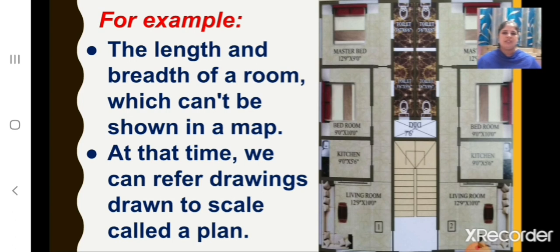Children, here you can see this is a plan of a house. We can see the master bedroom, the living room, the kitchen, isn't it? So the length and breadth is given over here and these things we cannot find on a map. So a plan is required for showing such drawings, and these drawings are drawn to scale and so they are called a plan.